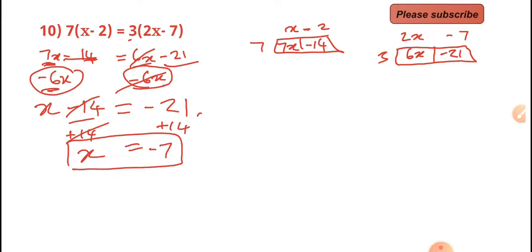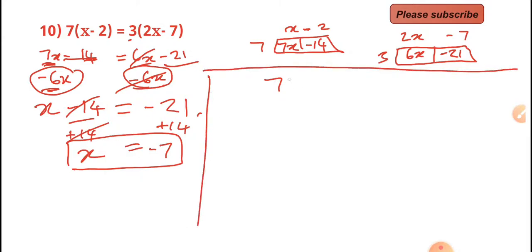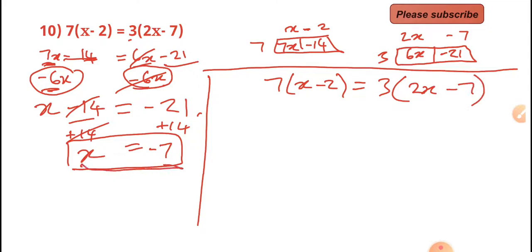So it's always best to substitute your answer to check. So the question started off with 7 times x minus 2 is equal to 3 times 2x minus 7. Now remember, wherever we see x now, we're going to replace it with minus 7.